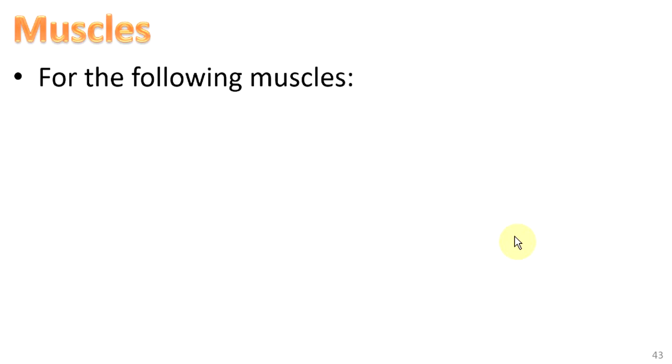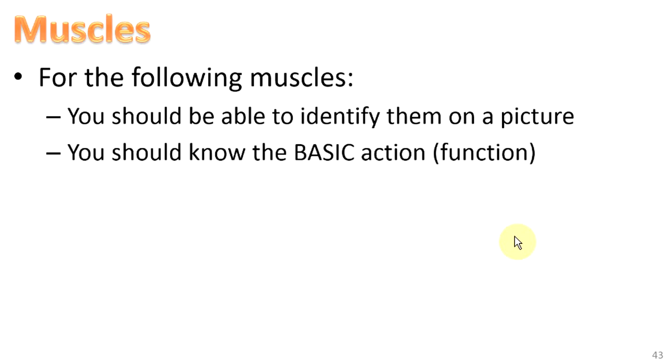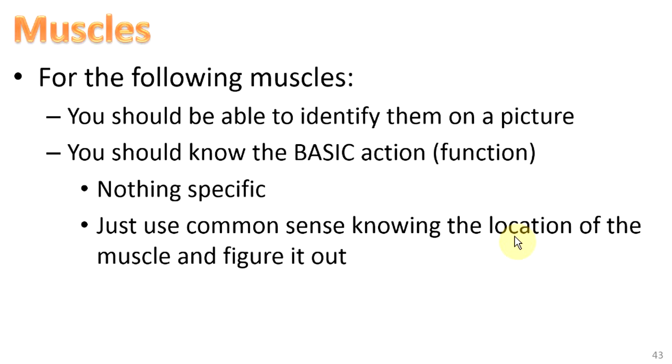So here's what I want you to know for the test, for the following muscles we're going to talk about. You should be able to identify them on a picture, and not necessarily the picture in the book, but any picture. Okay, you're not always going to have the picture out of your book when you're in your job. And you should know the basic action, right? I don't need you to know the exact action, but you need to have common sense enough to know, well, this is where the muscle originates and this is where it inserts. And so if you bring point A closer to point B, it's probably going to cause this joint to do this, which means you're going to fill in the blank. Flex the elbow, bend the knee, extend the hip, dorsiflex the foot, whatever. Okay? So nothing specific. Just use common sense, as I said.